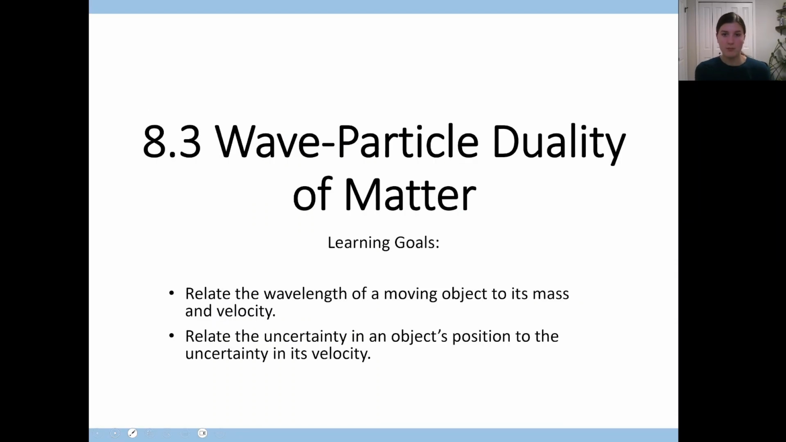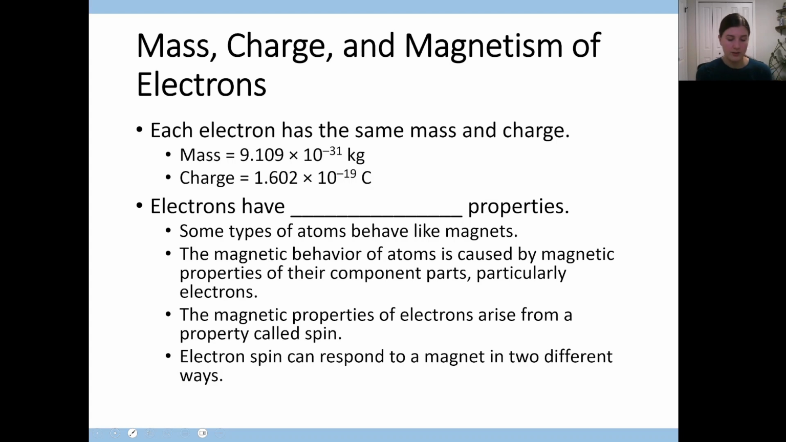Okay, a little bit more about this wave-particle duality of matter. So how we can describe matter as a wave and we can describe it as a particle. Now, we're really focused on electrons in this chapter. And each electron has the same mass and the same charge. We learned about this in an earlier chapter. We have the mass of an electron and the charge of an electron in units of coulombs. Electrons also have magnetic properties.